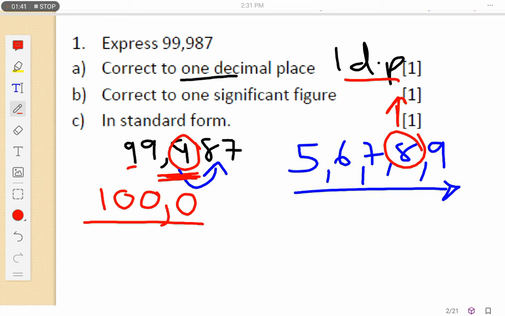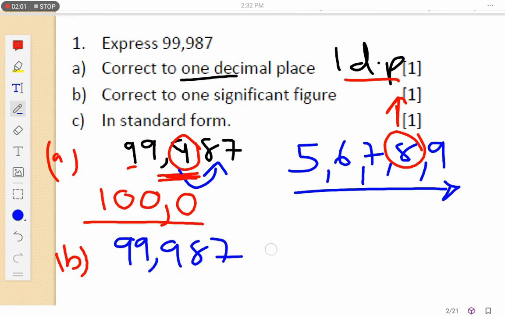Now, let's look at the second part of the question. This was part A. Part B of the question is asking us to correct our number to one significant figure. Let me write it. Our number is 99.987. We want to correct it to one SF, one significant figure.